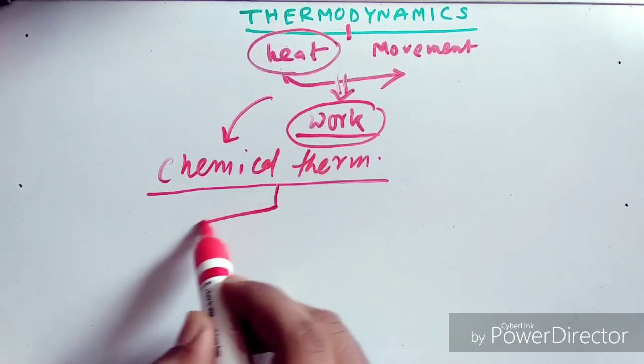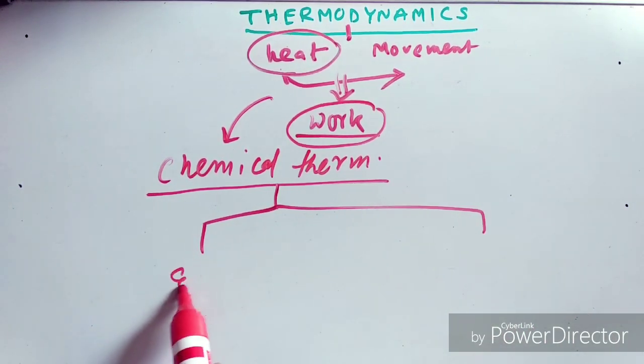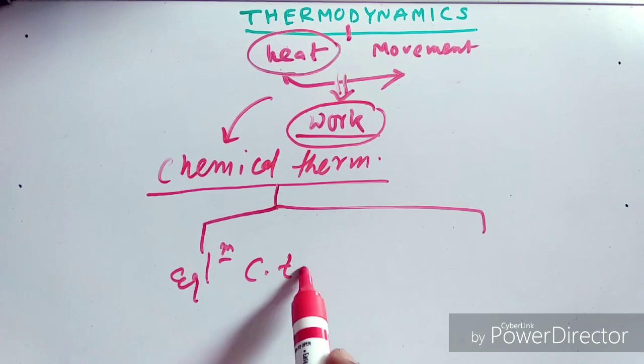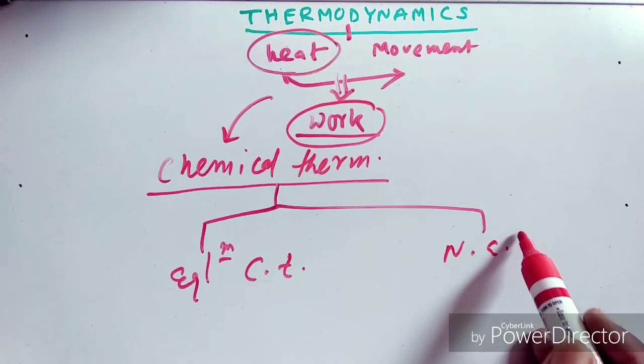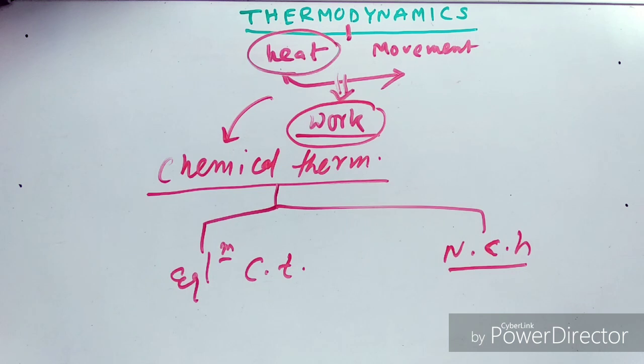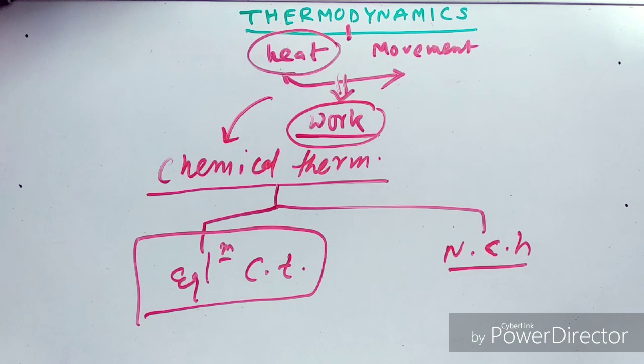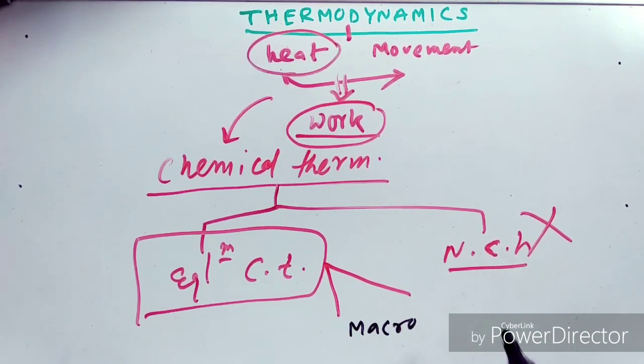It is generally of two types. First one is equilibrium chemical thermodynamics, another is non-equilibrium chemical thermodynamics. But in our syllabus, only equilibrium chemical thermodynamics is contained. So we will only discuss equilibrium chemical thermodynamics, and non-equilibrium will not be part of our discussion. Also, equilibrium chemical thermodynamics has two parts. The first part is the macroscopic approach, and the second part is the microscopic approach.